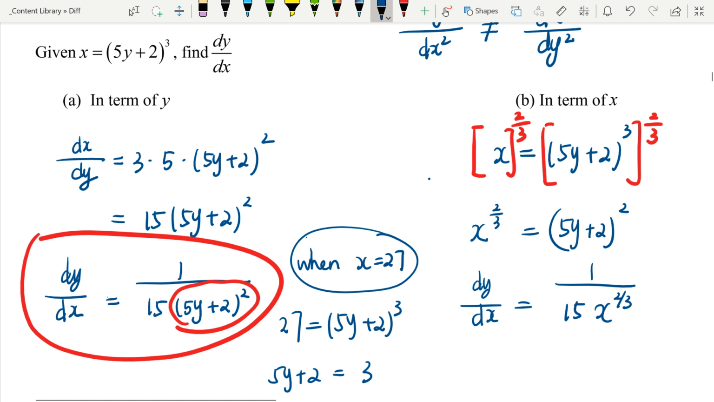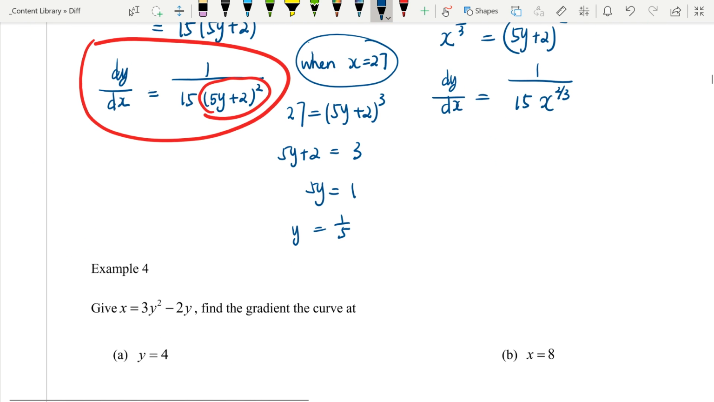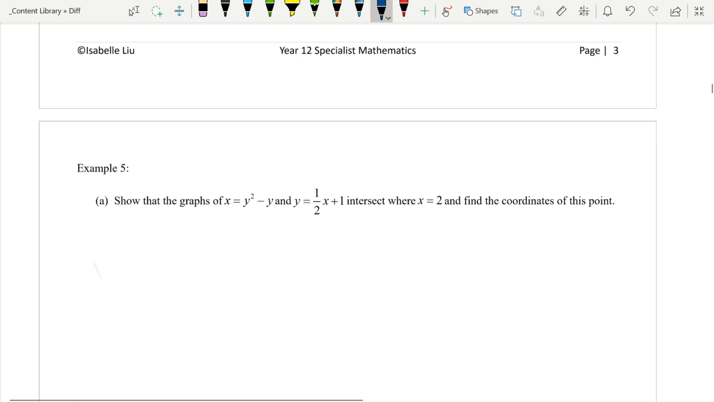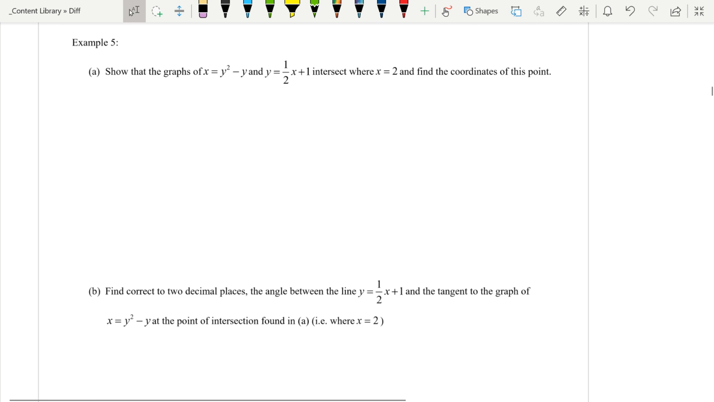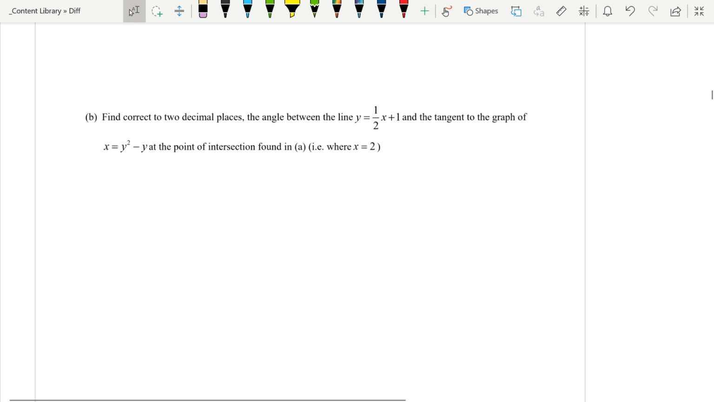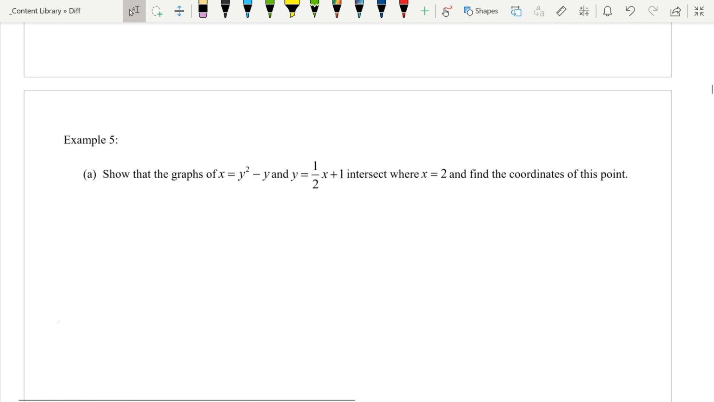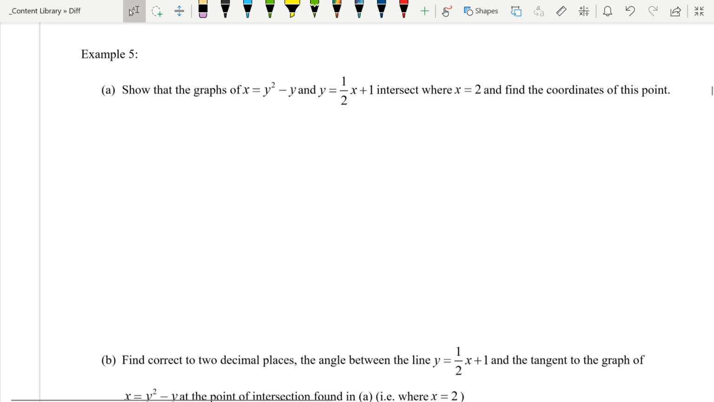Okay, do we have any questions? No? Okay. If no, can I just have a look at example 5? I'll skip example 4. You can do that by yourself. I'll just do example 5, and that's it for today.